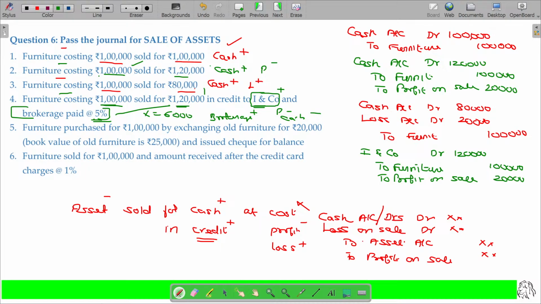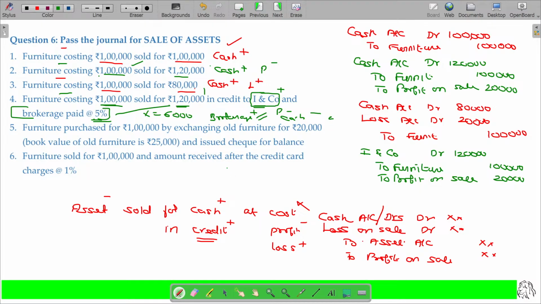So salary paid, I am getting the employee service. Paying advertisement, I am getting the advertisement service. I am paying the rent, I am getting the occupancy service. I am paying the electricity bill, I am getting the electricity. Understand? So whatever I am getting, it's plus. What I am paying for that, minus.